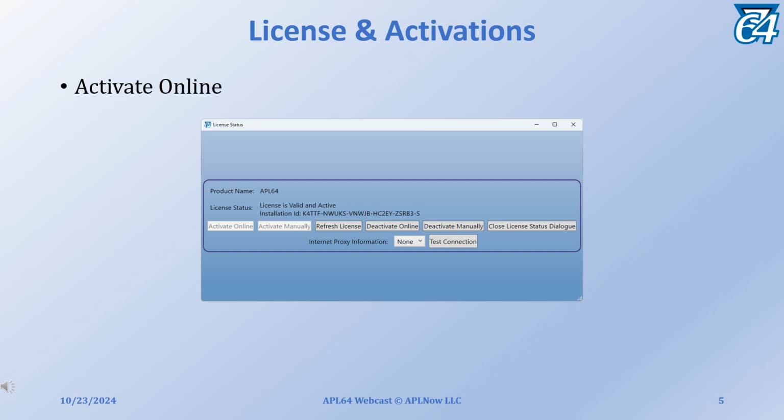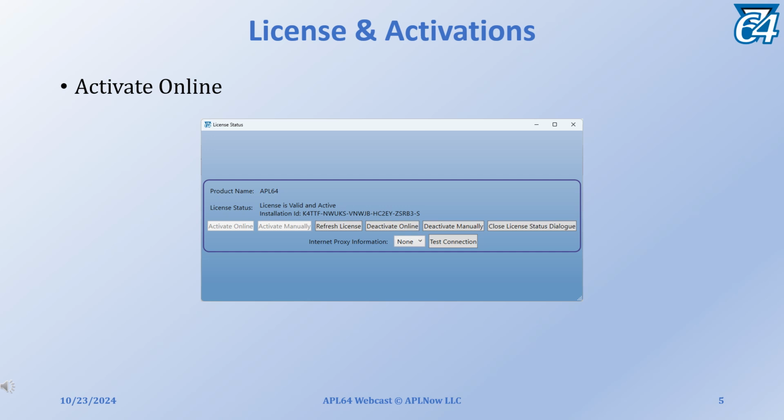Here the license status reports the current status of the APL64 license and the installation ID for this APL64 license. The installation ID that is reported will be unique on everyone's machine. This is how someone can discern one installation of APL64 from another. Here is where you can also refresh the APL64 license, something that may be required if the APL64 license has expired. Again, this requires an internet connection.